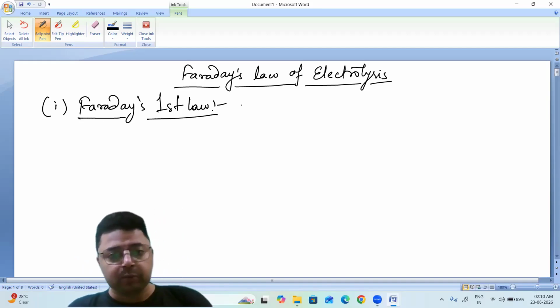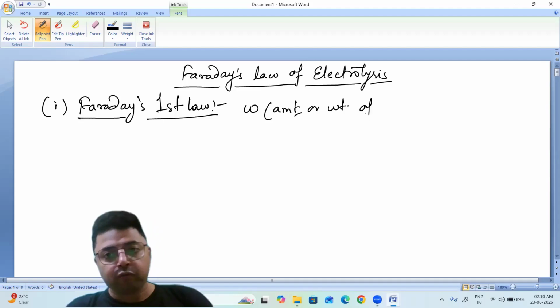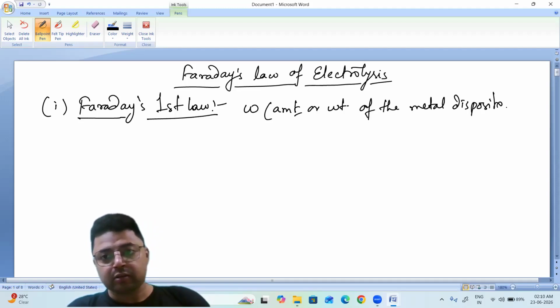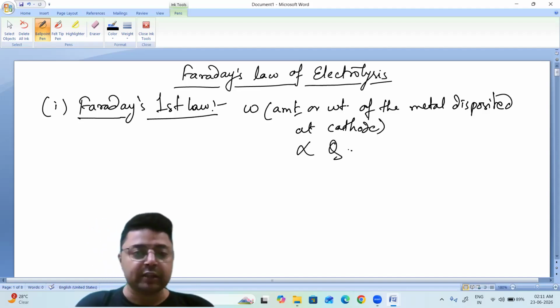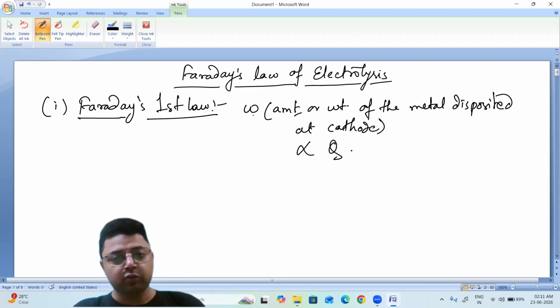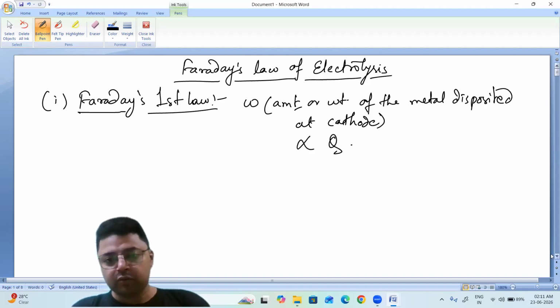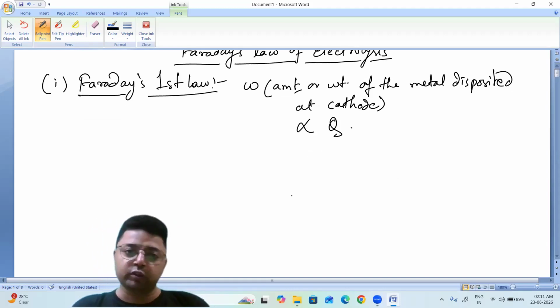That is, if W is the amount or weight of the metal deposited at the cathode, then this is directly proportional to the amount of electricity passed through it. That is, W is directly proportional to Q.